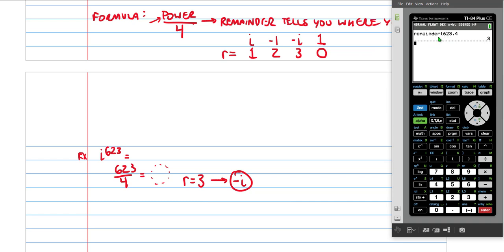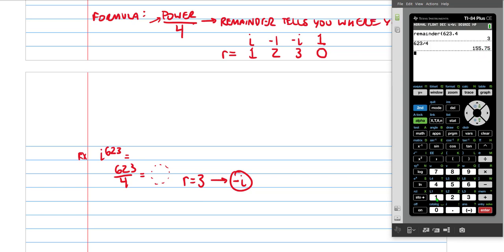Now, in terms of doing this the other way, in case your calculator does not have a remainder function, although a lot of calculators do, what we're going to do is 623 divided by 4. Some students will try to use the decimal there, and in this case, if you understand that that 0.75 means you have a remainder of 3, it's perfectly fine to stop there and be done with it.